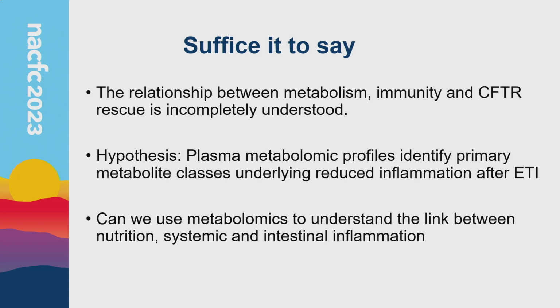So suffice it to say, the relationship between metabolism, immunity, and CFTR rescue is incompletely understood. So our hypothesis was that we would use plasma metabolomic profiles, so not from the tissue, but from the plasma, which is easy to access, to see if we could identify primary metabolite classes or families that were underlying reductions of inflammation after starting ETI.